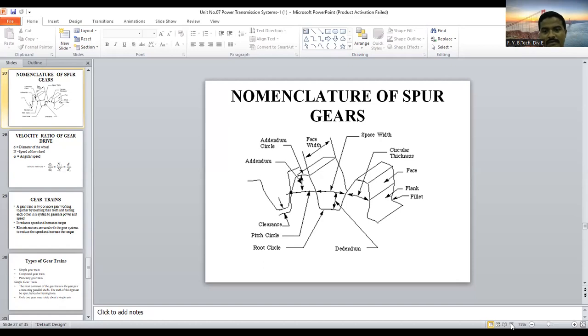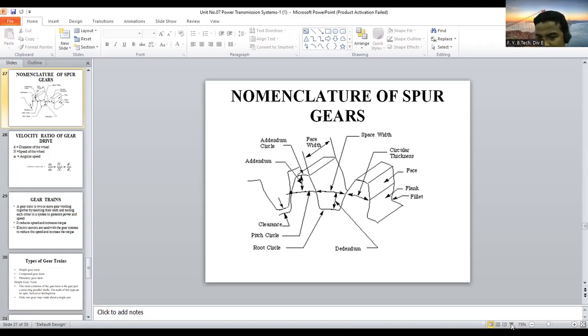Now, in this nomenclature, whatever the parameters that we have to control, or whatever the parameters that are measured normally, that is fillet radius. You can see this is fillet. I am moving the cursor over here. This is called fillet. This is fillet radius. Then this is flank. As a portion, fillet chavarcha. This is called flank.